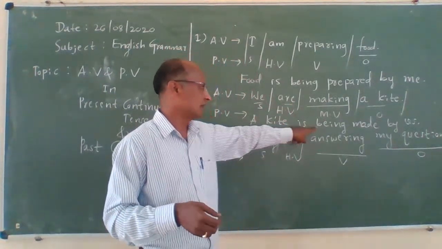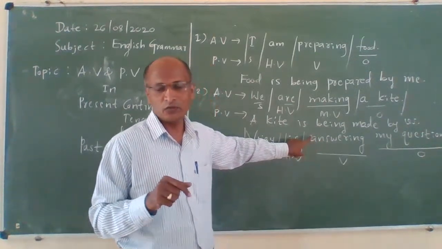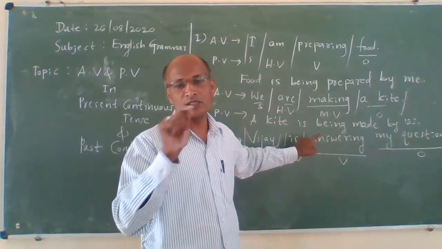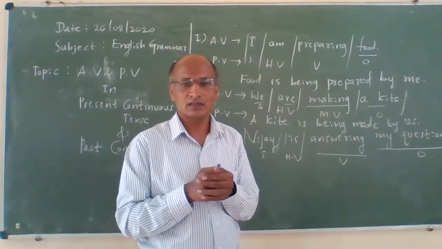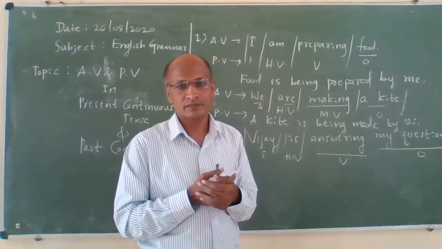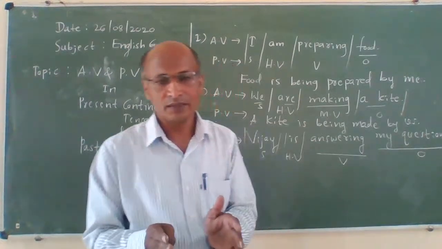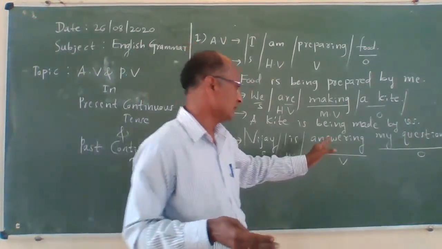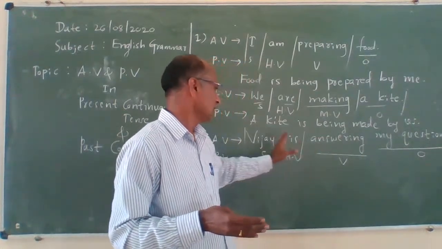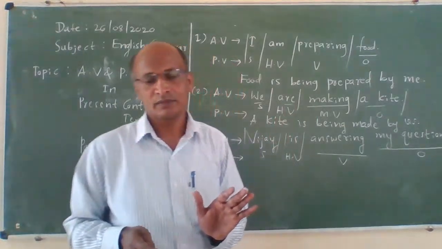being. My questions are being. The main verb here is answering. What is the past participle of the word answer? Answered. My questions are being answered. After that, what should we take? The questions are being answered by Vijay. Vijay is answering my questions.